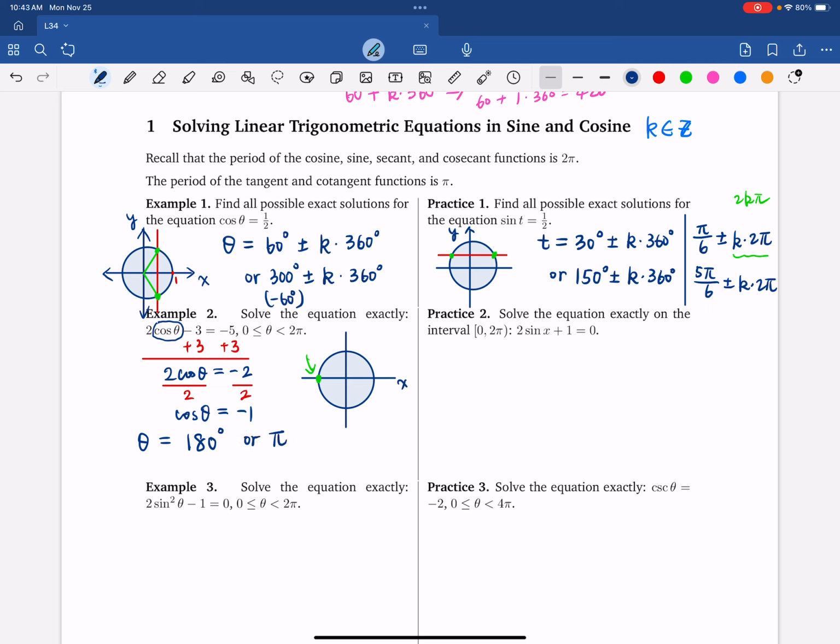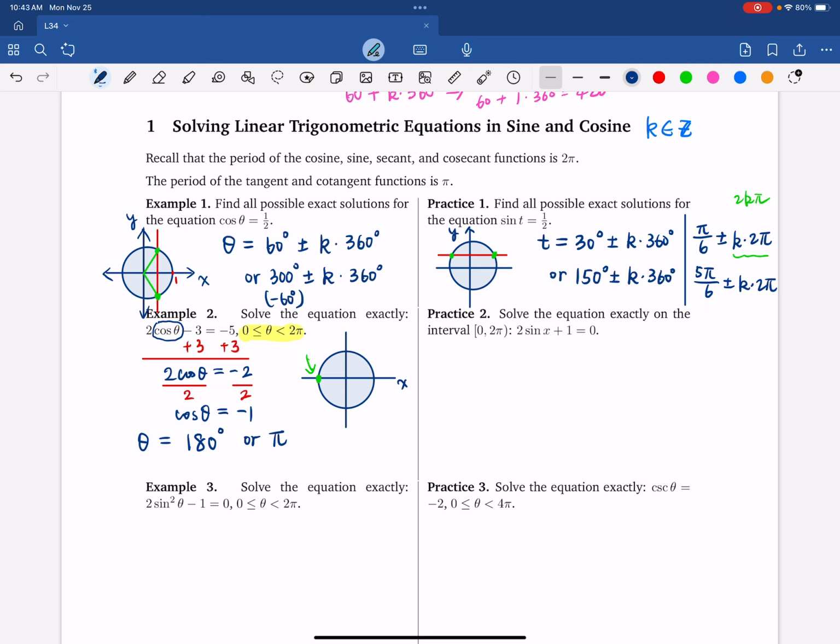And do we need to do the plus minus k times 360? The answer is no. So why is that? It's because this question gives us a range. It says that our angle measure is between 0 and 360. 2 pi is equivalent to 360. So that's why 180 is the answer, or pi is the answer.